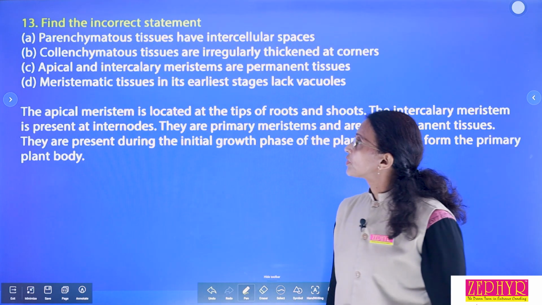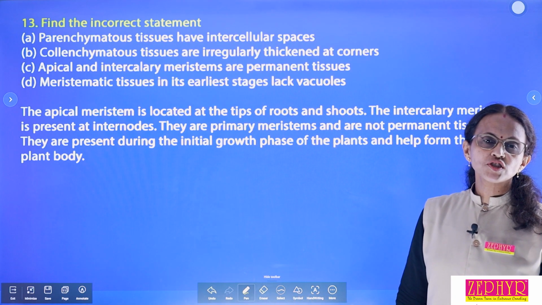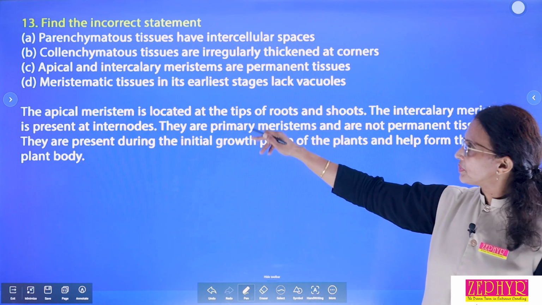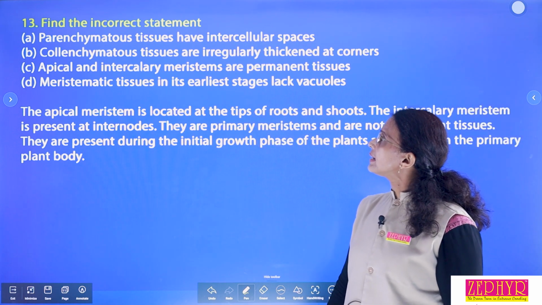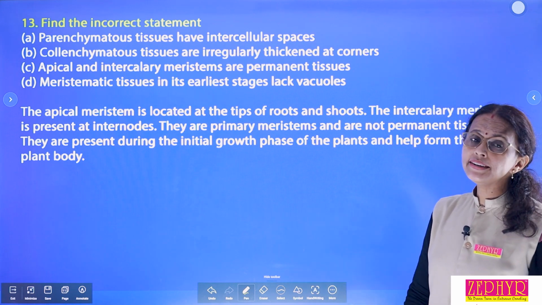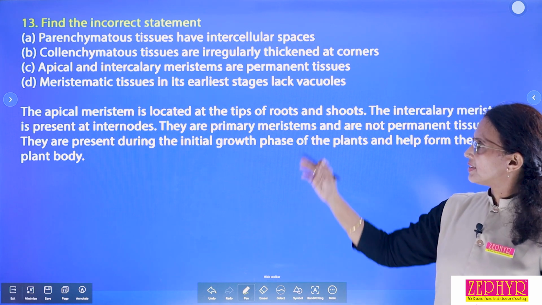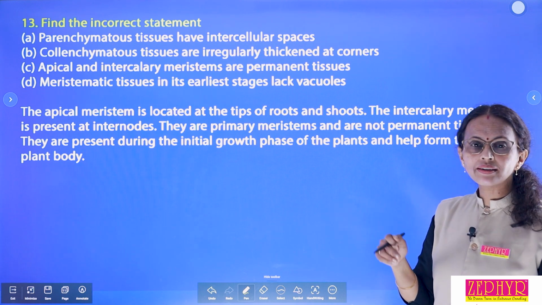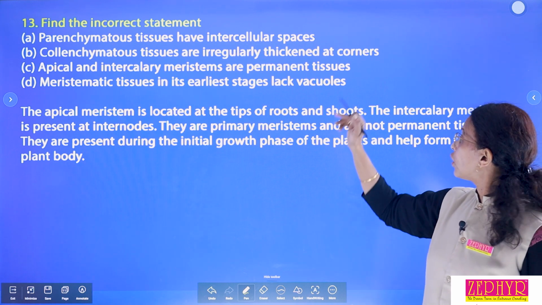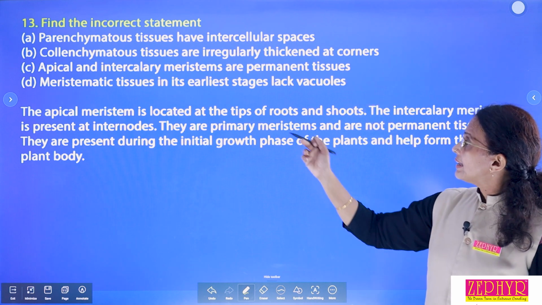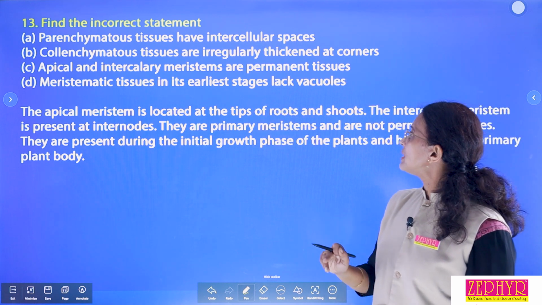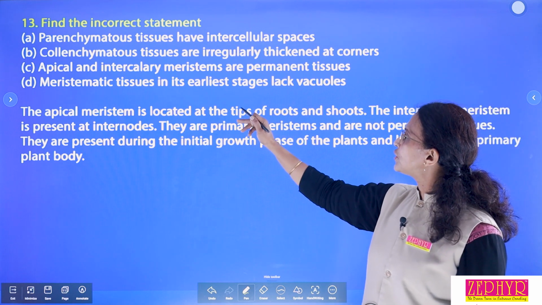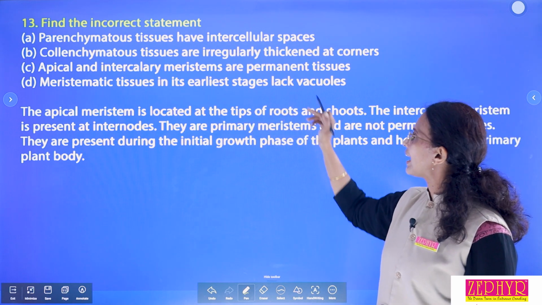Okay. Then find the incorrect statement. Which statement is wrong? This is a statement type question. First option: parenchymatous tissues have intercellular spaces. Second: collenchymatous tissues are irregularly thickened at corners, not boundaries. Third: apical and intercalary meristem are permanent tissues. Fourth: meristematic tissue in its earliest stages lacks vacuole.